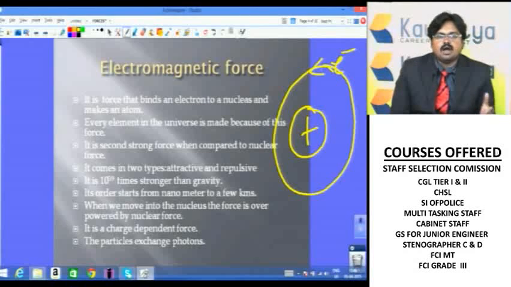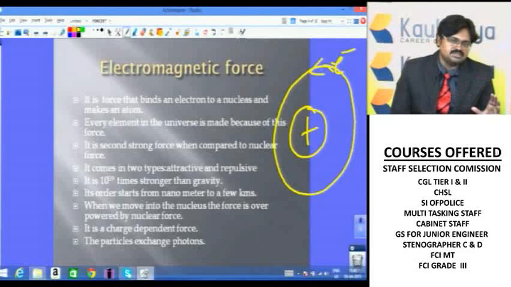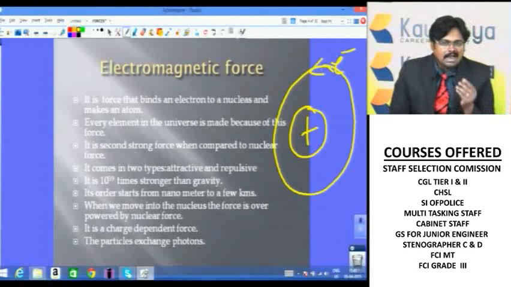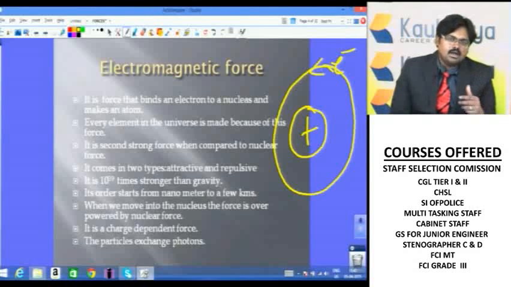Okay, so how does a solar system get formed? A solar system gets formed because of the gravitational force. Now how does a simple atom get formed? A simple atom gets formed because of the electromagnetic force. Atoms get formed because of electromagnetic force, molecules get formed because of electromagnetic force, our body gets formed because of the electromagnetic forces.